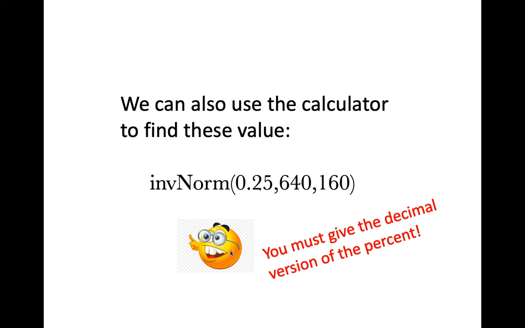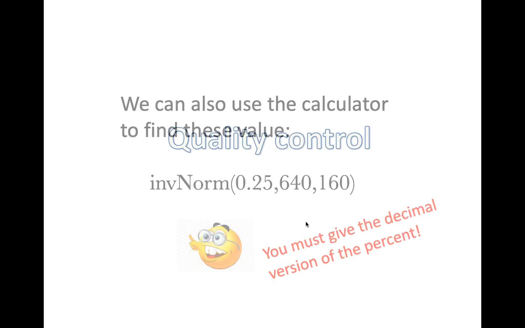What you need to realize is that the normal cumulative distribution takes the number and gives you the probability. If you want to go backwards, take the probability and find the number, you're going to use the inverse norm. So you put the probability, notice that you're always using the probability as a decimal version. Then you put the mean and the standard deviation, and you should be able to get your number.